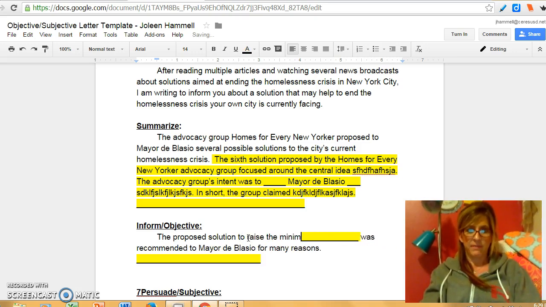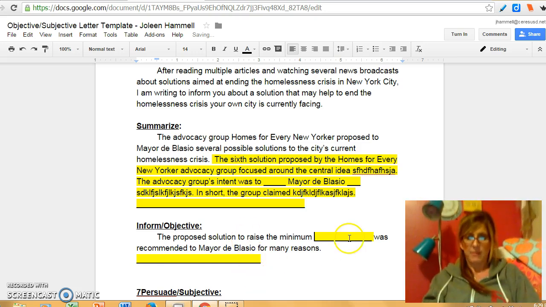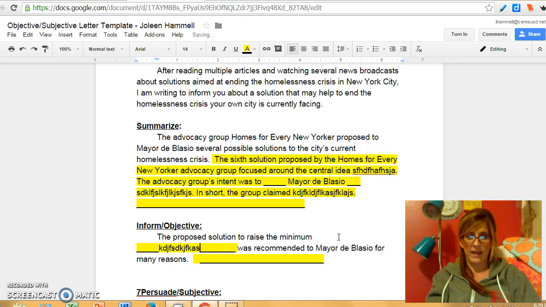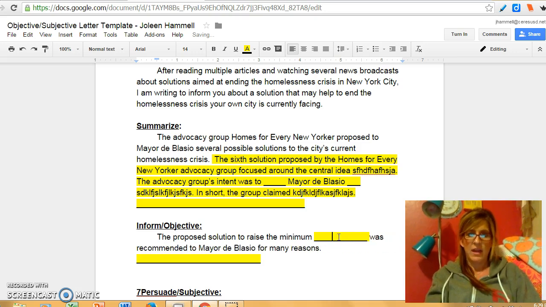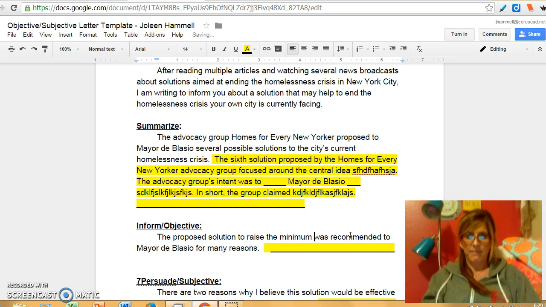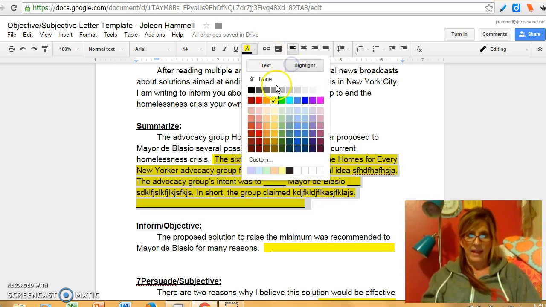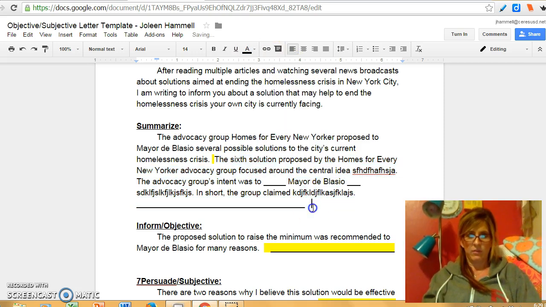Raise the minimum wage. Now you see when you type, you're going to get really frustrated because you're not going to be typing in here, or at times you are and at times you aren't. If you highlight these, you can delete them. And you can also select all when you're done typing, and you can go to highlight and turn the highlighting off. So however you want to do it is up to you.